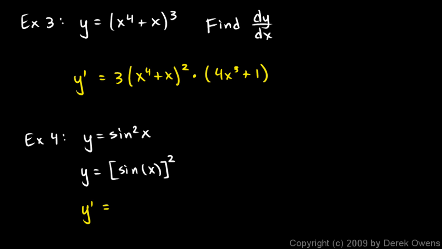Well, y prime is the derivative of the outer with respect to the inner. So just think of this, sine x, as one thing. So y is that thing squared. So just apply the power rule, and you get 2 times that thing to the first, and you don't even need to write the 1. So that's the derivative of the outer with respect to the inner, and then times the derivative of the inner. The inner function is sine x, and the derivative of that is cosine x. So we get 2 sine x cosine x. And we'll continue with some more examples in the next video.